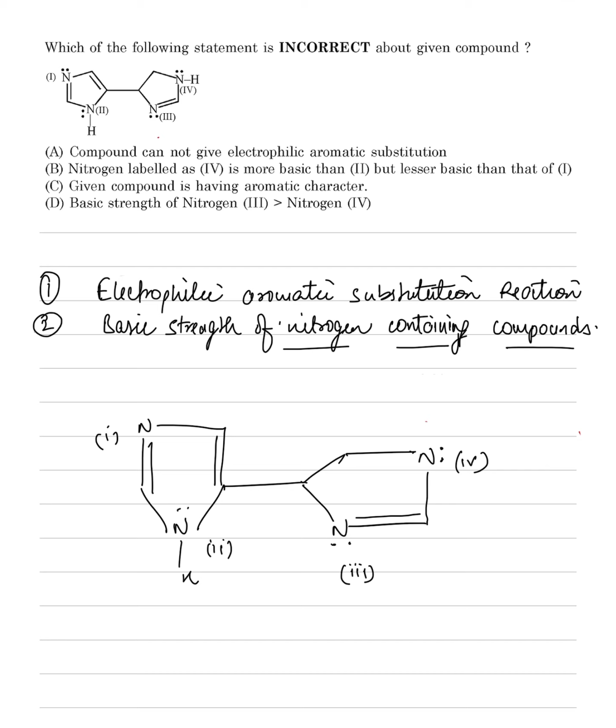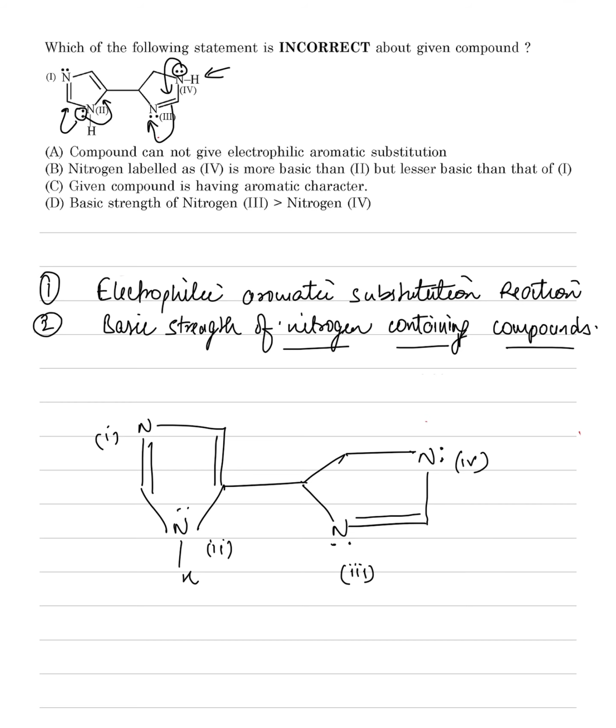Now if we go with option B, option B says the nitrogen labeled as 4 is more basic than second but lesser basic than that of first. So if you look at the fourth nitrogen, this one, the lone pair on this nitrogen is delocalized, right? That is, this is undergoing resonance like this. It is showing the resonance. But at the same time, if you look at the electron pair of second nitrogen, it is also under resonance. In both the cases, right? It is showing resonance here also, with both pi bonds.